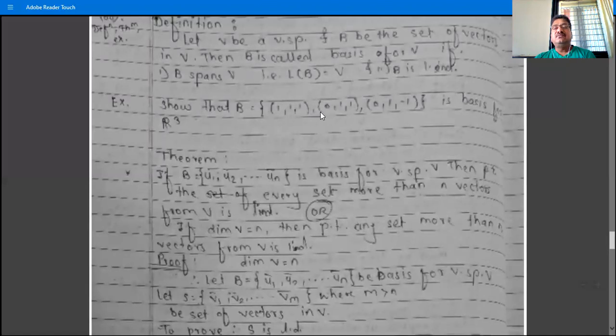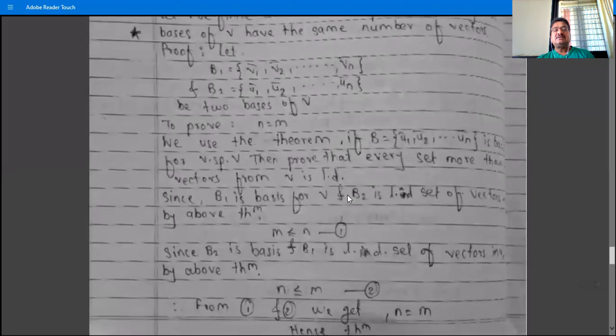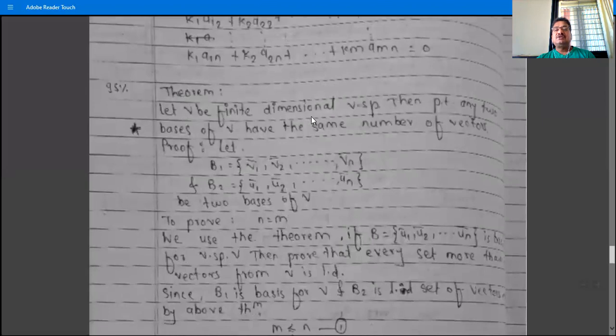Now the question arises: suppose the dimension of R3 is 3, and suppose the set B contains 4 vectors, that is, not exactly 3 vectors, or 2 vectors, that is, more than 3 vectors or fewer than 3 vectors, then what happens? Then that set is not a basis for R3. This follows from the theorem that if V is a finite dimensional vector space, then any two bases of V have the same number of vectors.